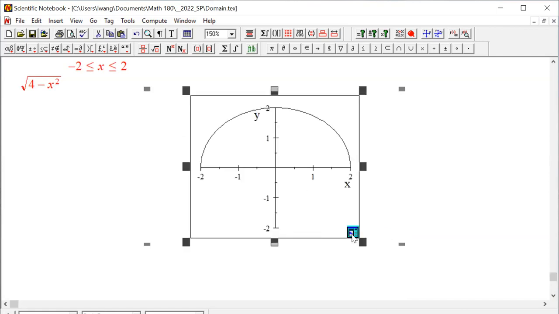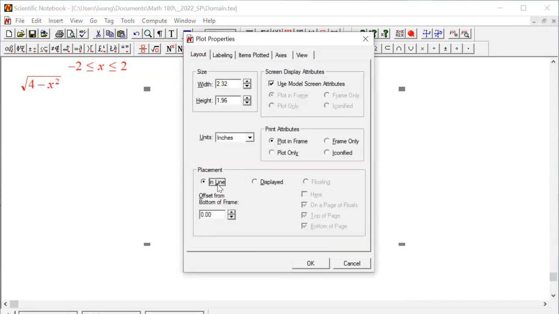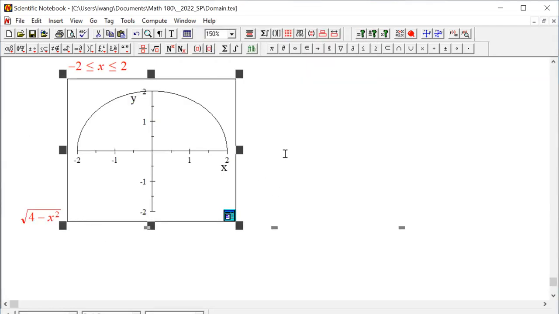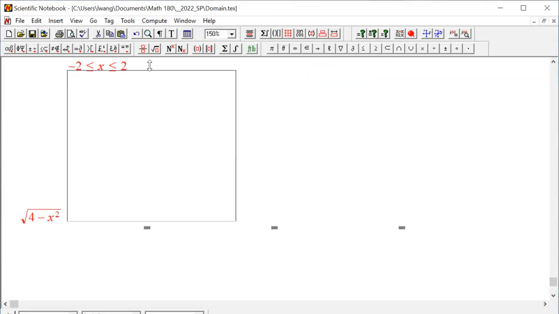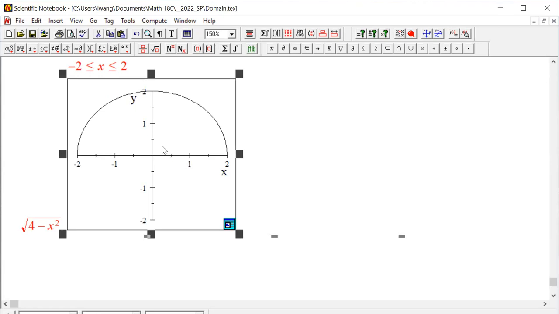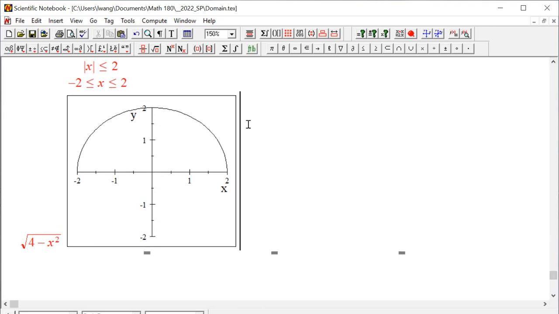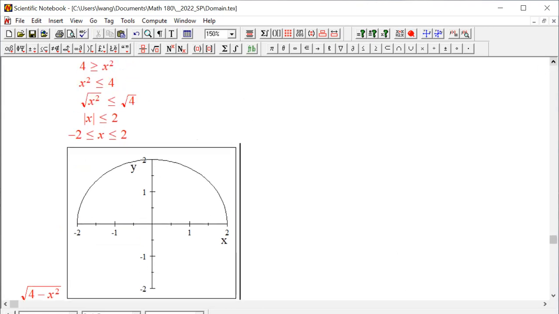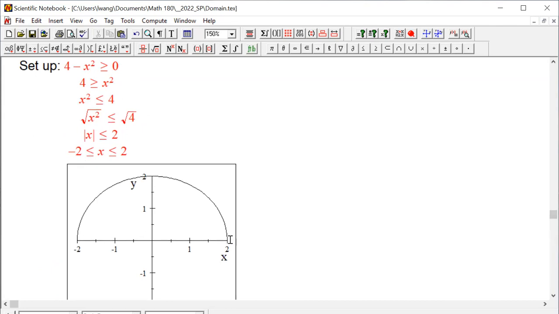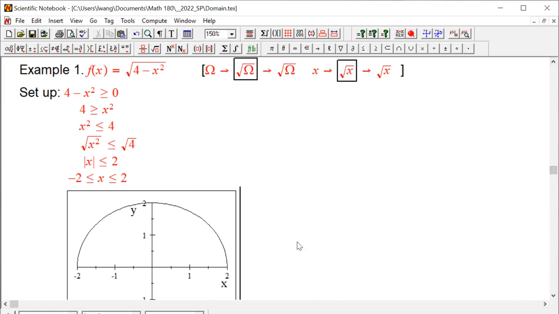And if you want to observe the shape, you just make the units comparable, then you can see it's a half circle. But anyway, this is the domain of this function. With any number between -2 and +2, the output is always positive or 0, right? You don't need to graph to get the domain of this function, but having that visual would be helpful.